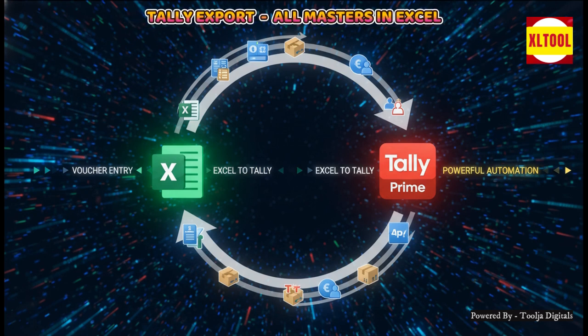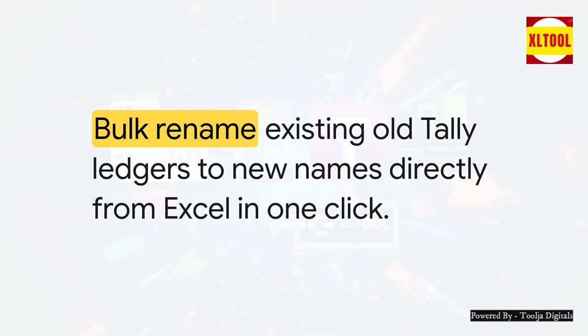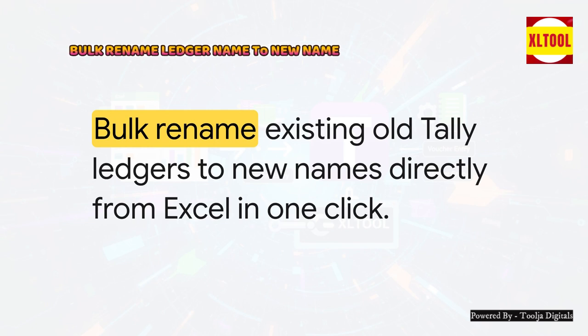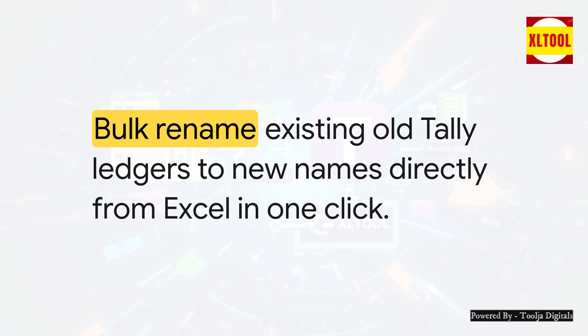You can import brand new ledgers, stock items, cost centers, go-downs, and even payroll employees. And if a ledger already exists in Tally, you have the granular option to safely ignore it or modify it during the import. Now, think about this highly specific but massive time saver. Need to update old naming conventions across a massive company file? With XLTOOL, you can bulk rename your existing old Tally ledgers to new names directly from Excel, all in one single click. No more manually opening and editing hundreds of ledgers one by one inside Tally.